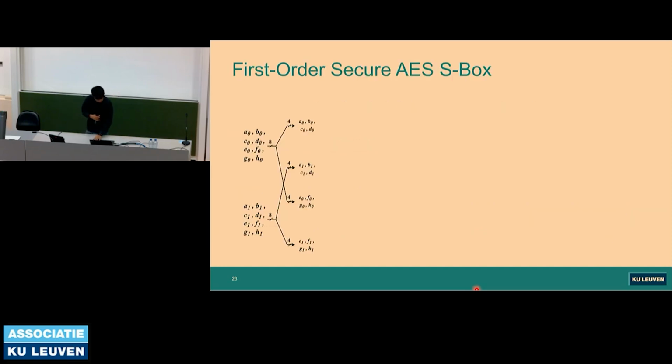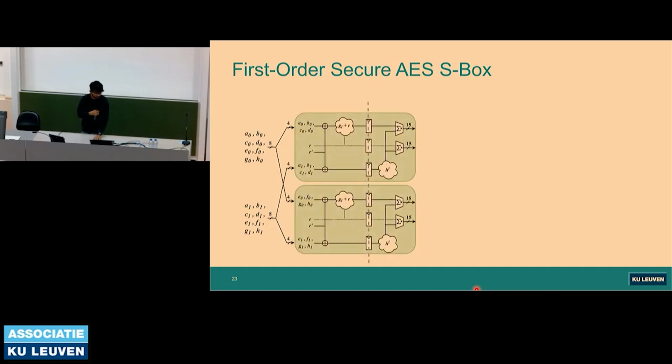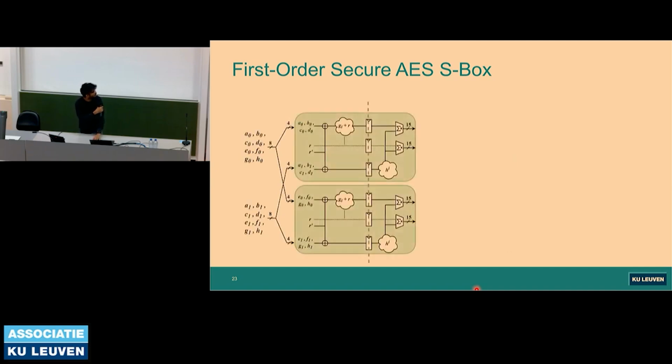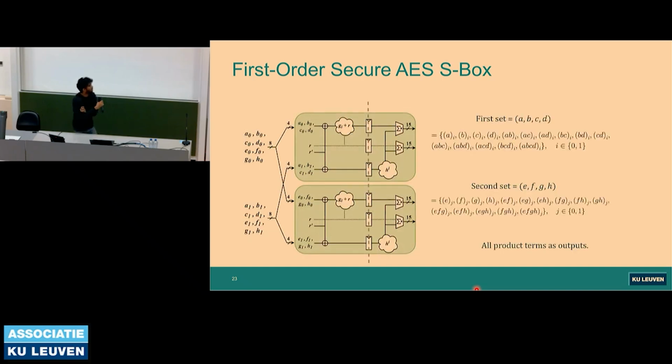So for the first order AES S-box, the first step is that I take the inputs and then I divide them into 2 sets. The first set is ABCD, and then EFGH, again, both are in 2 shares. And then I do TSM on both blocks separately. And then the output of this is all product terms of ABCD and EFGH separately, which is 2 power 4, which is around 16, minus 1. So we have 15 outputs.